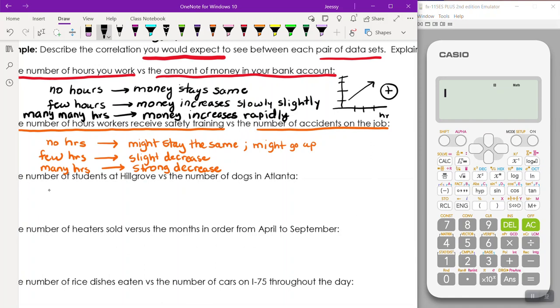Right? What is the correlation between the number of hours that you receive safety training versus the number of accidents on the job? What is the correlation? All right, so this is training hours. What happens to the number of accidents? Exactly. So in this case, you have a negative correlation. All right. So notice how I'm bringing in what we covered before. We have context, we're interpreting, we're predicting, and we're identifying.